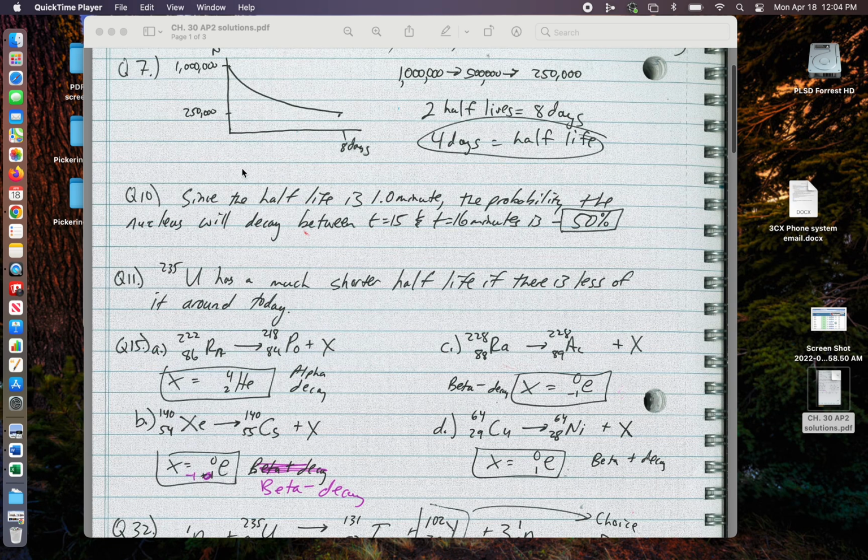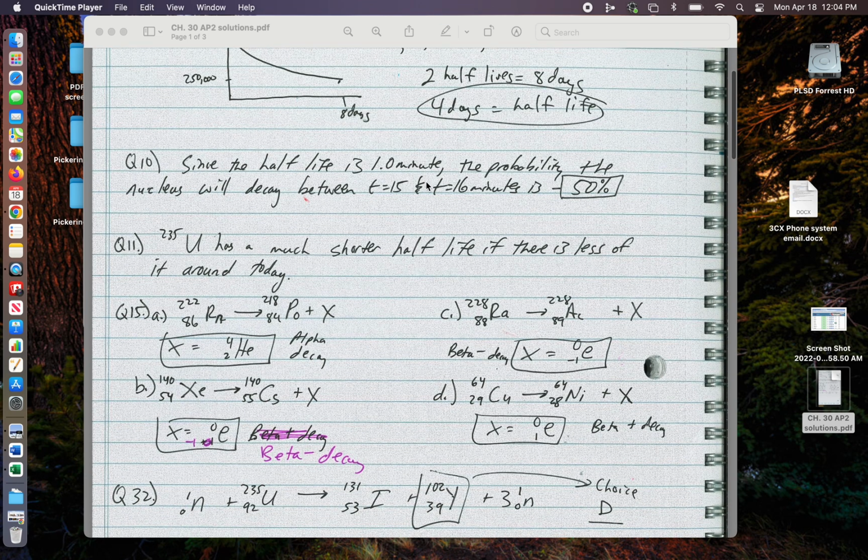This was asking about if a half-life of something is 1 minute and something hadn't decayed by 15 minutes of a particular nucleus, what is its chance of decaying between 15 and 16? Well, if the half-life is 1 minute, it's still 50%. It's not like it ages out. It just is any 1 minute, there's a 50% chance of any individual nuclei decaying.